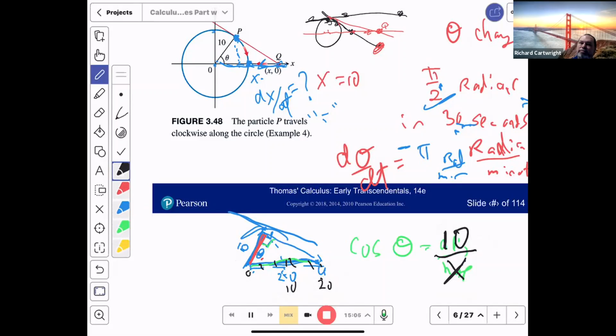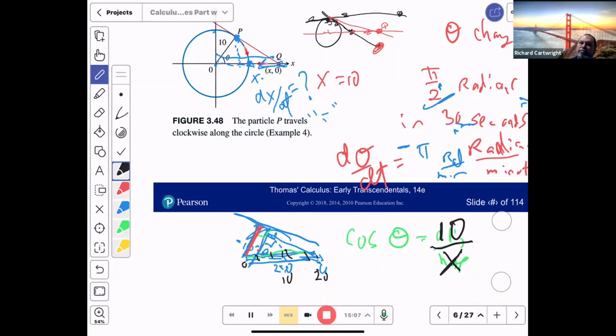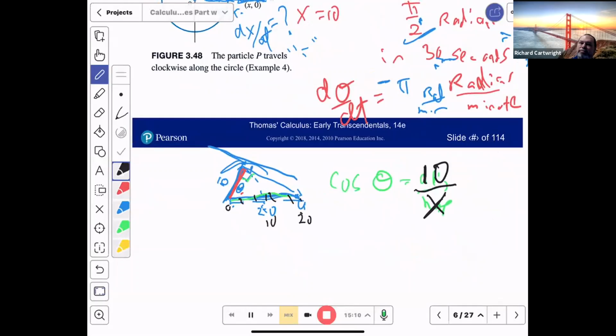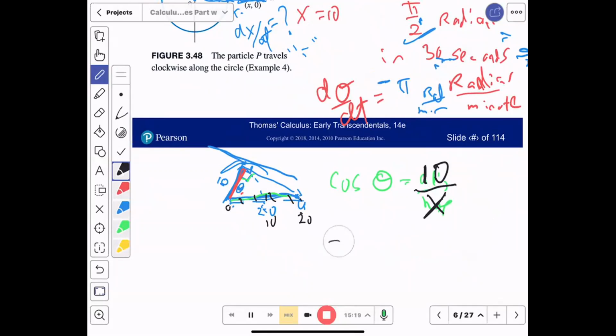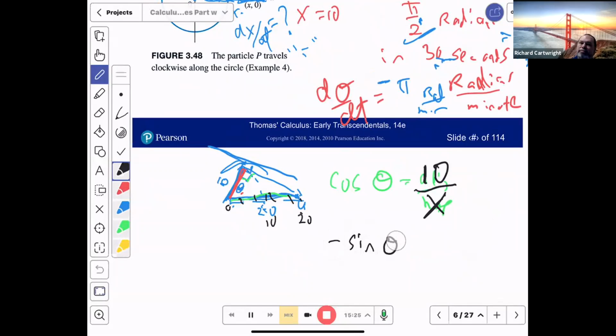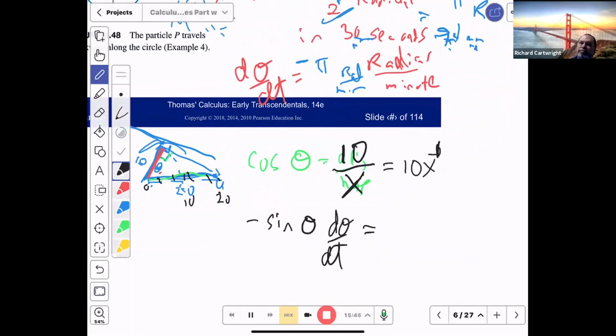Once we have an equation that is related to everything given in the problem, now it's time to do the derivative of both sides. What's the derivative of cosine? Negative sine. It is. And since it's with respect to time, it's negative sine theta d theta dt equals the derivative of the right. Now you want to make your life easier. Make this look like 10 times x to the negative 1 power. That way I don't have to do quotient rule. I can use the power rule. Derivative of the right is a negative 10.